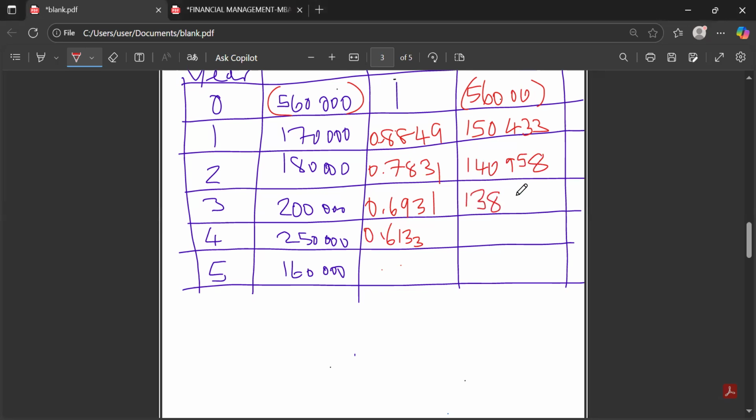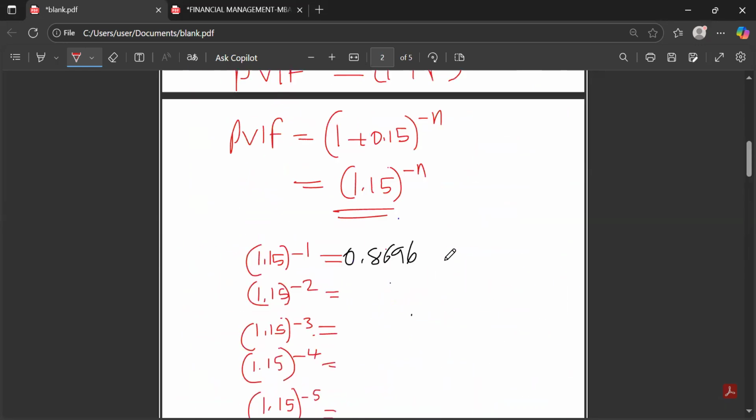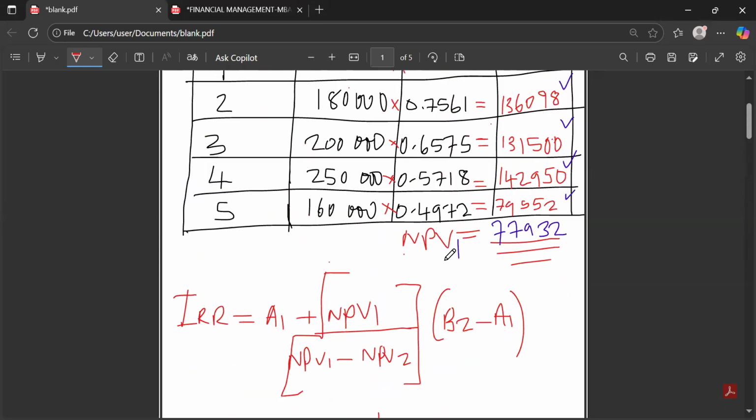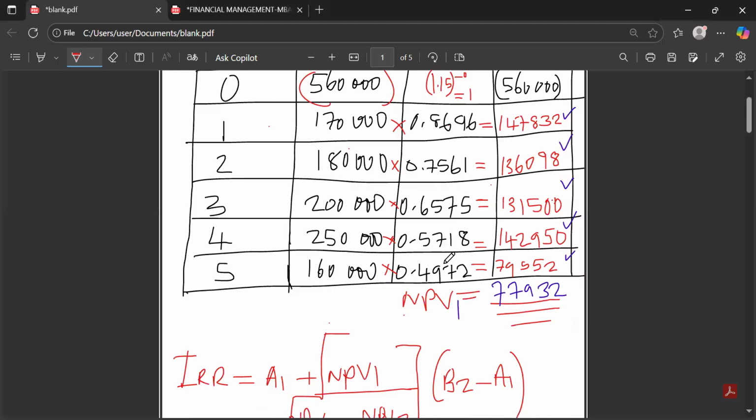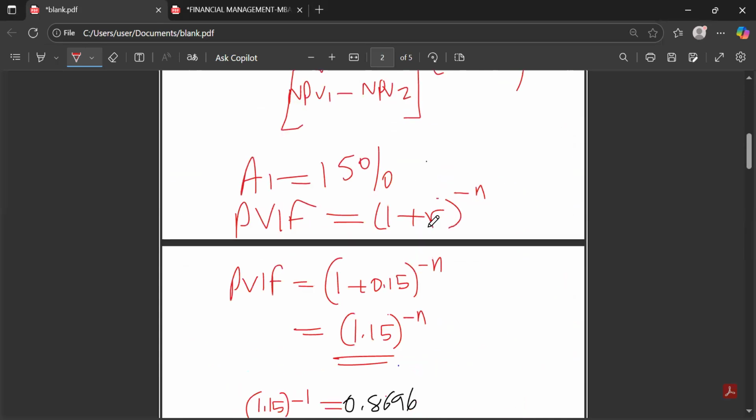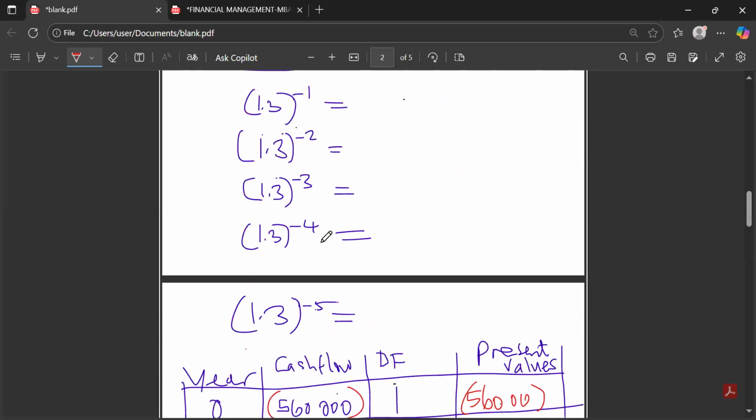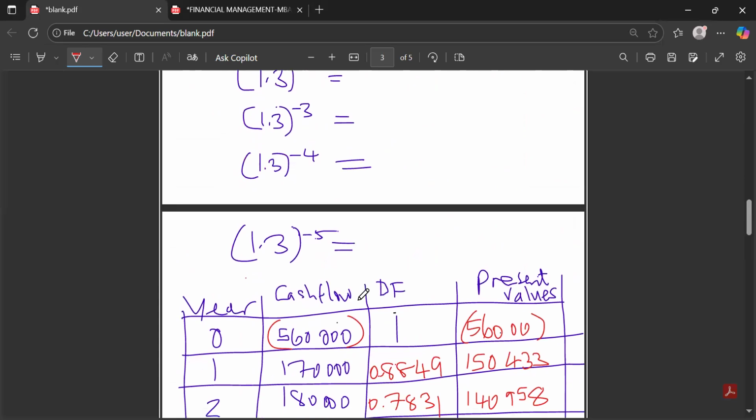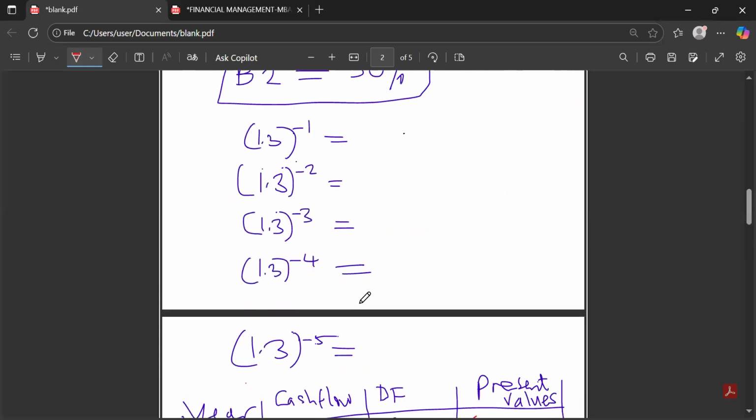Okay. So 0.5428. Yes. How come this one was 0.49, the fifth one? Also, it's not correct. These figures are supposed to be very, very small. It was 1.3 to the power negative 5.